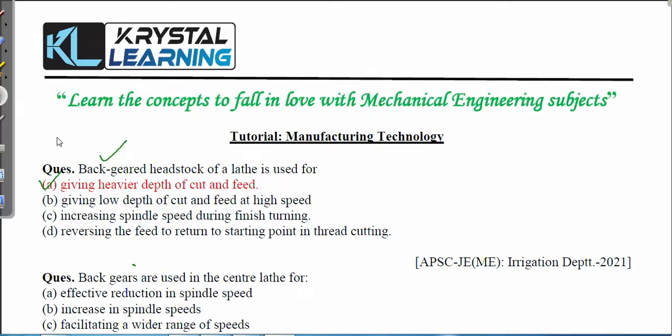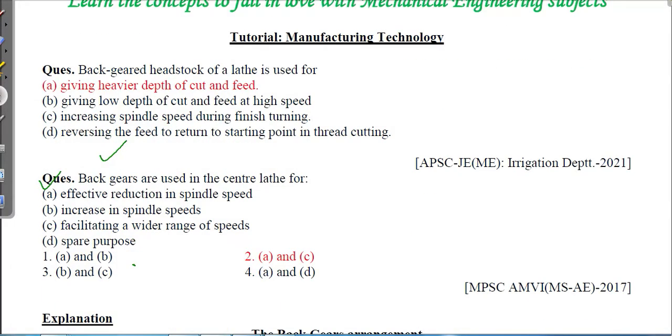Because we know that back gear arrangements are used for spindle speed reduction and facilitating a wider range of speed. This question came in the Maharashtra Public Service Commission Assistant Motor Vehicle Inspector exam, which is mechanical engineering and automobile engineering, ME in 2017.